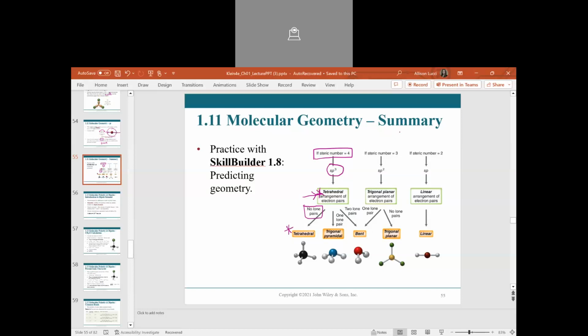No lone pairs, so tetrahedral. 1 lone pair, tetrahedral electron geometry, trigonal pyramidal, right? Imagine those electrons there. And then we have our bent when we have 2 lone pairs. So I would take a look at this slide for a good summary of section 1.11, and we will continue with 1.12 with the next video.